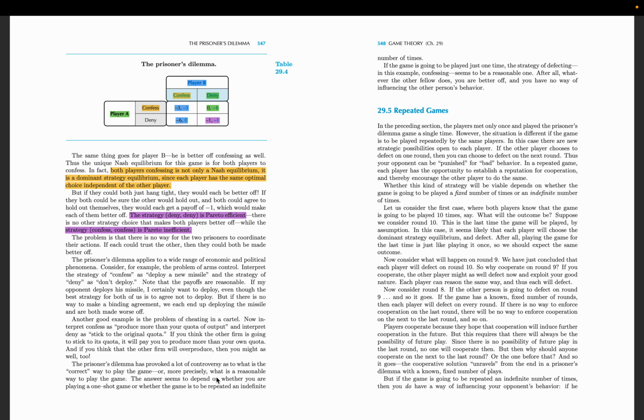The prisoner's dilemma has provoked a lot of controversies as to what is the correct way to play the game, or more precisely, what is a reasonable way to play the game. The answer seems to depend on whether you are playing a one shot game or whether the game is to be repeated an indefinite number of times. If the game is going to be played just one time, the strategy of defecting, in this example confessing, seems to be a reasonable one. After all, whatever the other fellow does, you are better off, and you have no way of influencing the other person's behavior.